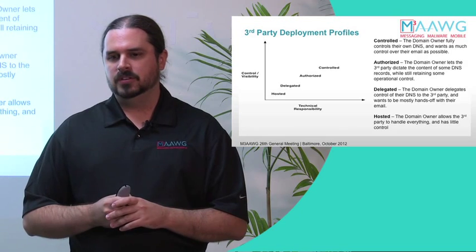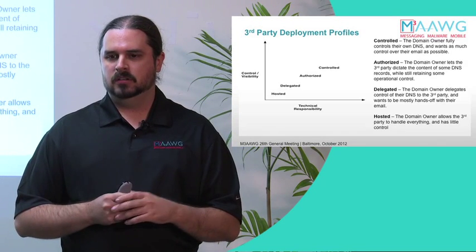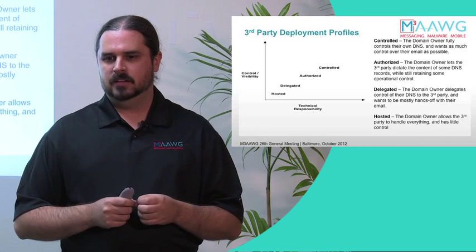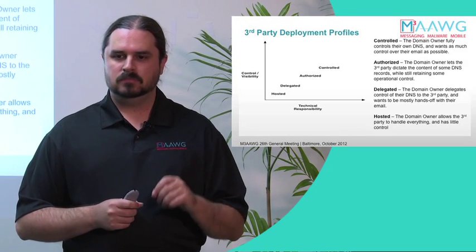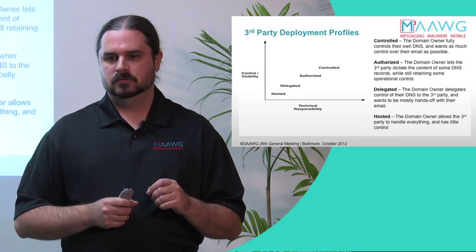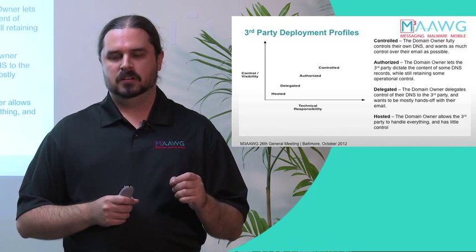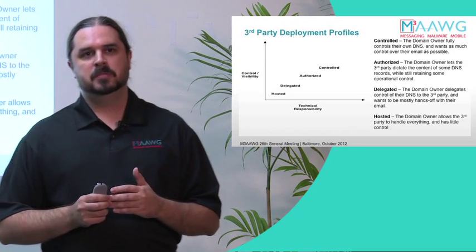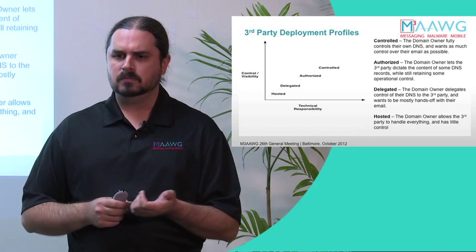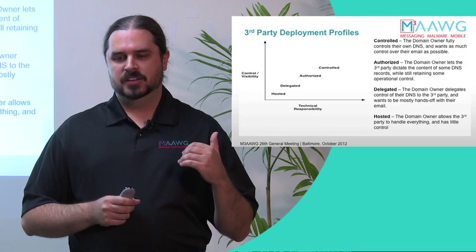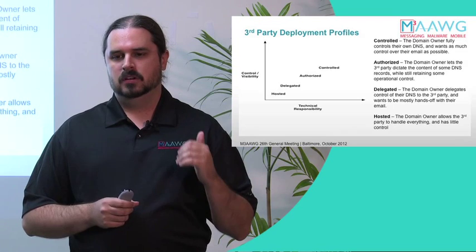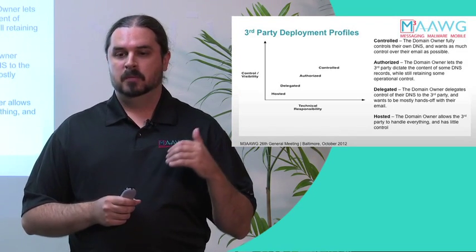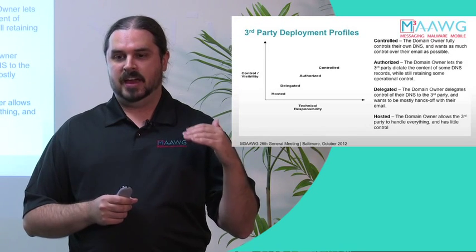So the names of the 4 categories that I've come up with are controlled, authorized, delegated, and hosted. And the graph here shows the technical responsibility of the domain owner on the x-axis and the amount of control and visibility they have on the y-axis. What you can see is that as you go up through these different categories, the amount of technical responsibility that the domain owner is taking on increases, but also the amount of visibility or control that they have increases.